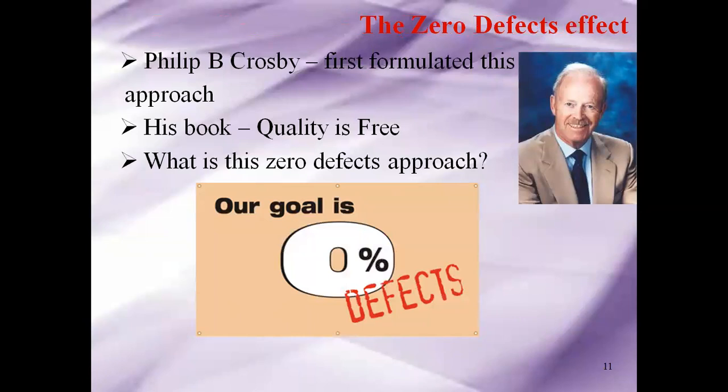So what is the zero defects approach? Basically, the goal is to have 0% defects in your documentation. That is the goal. And how do we do it?